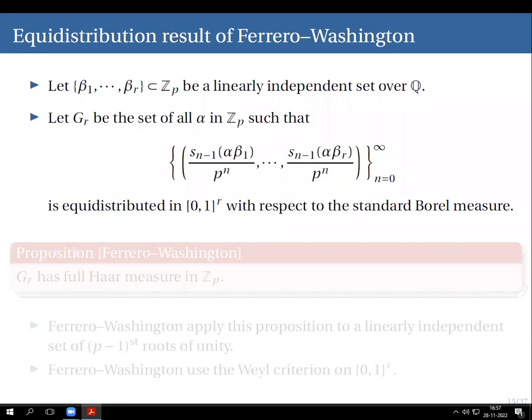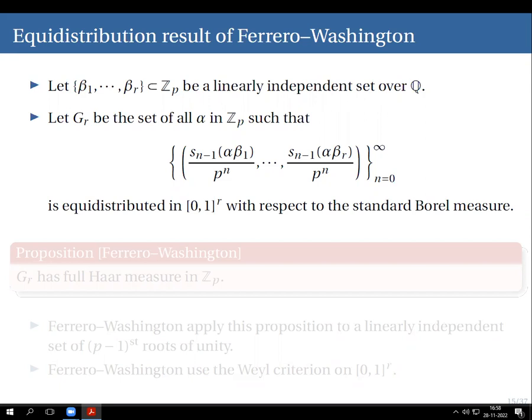And so what Ferrero and Washington show is they prove an equidistribution result in [0,1]^r. And so what the setup is, you just take r linearly independent things in Z_p, and you look at these partial sums in [0,1]^r that I just described. So you look at beta 1 up to beta r.